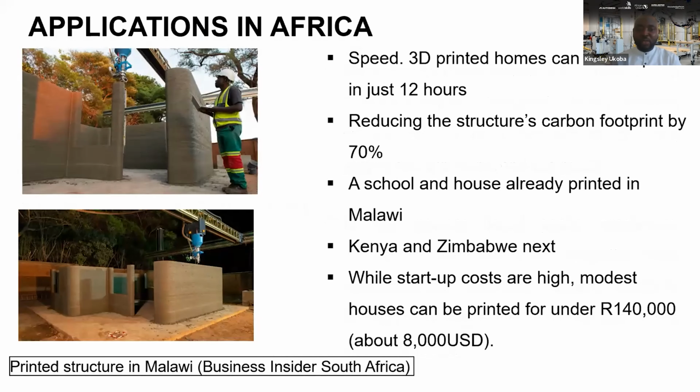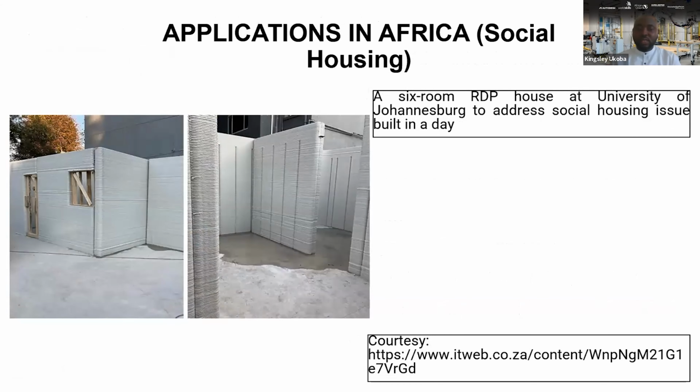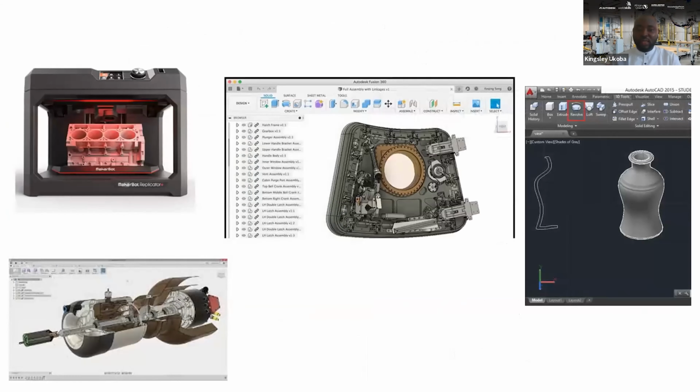This is a picture of the project being done in Malawi for 3D printing of houses. It means that with 8,000 or thereabouts, you can print a house of your choice. This is the one that we did at the University of Johannesburg, a six-room house that was built within a day. These are just some pictures. On our screen here, we can see an engine block that was printed using a 3D printer.